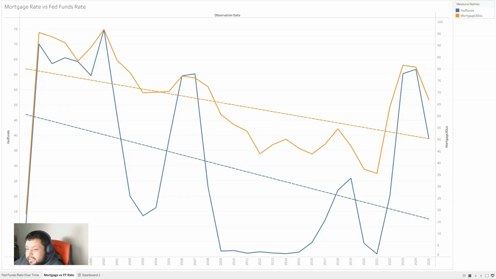Another challenge was designing a dual axis chart that remained readable. I adjusted line colors, removed the redundant grid lines, and added trend lines to help focus the story rather than letting the visualizations feel cluttered.